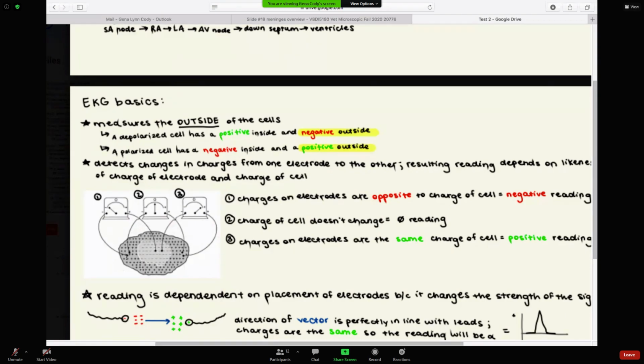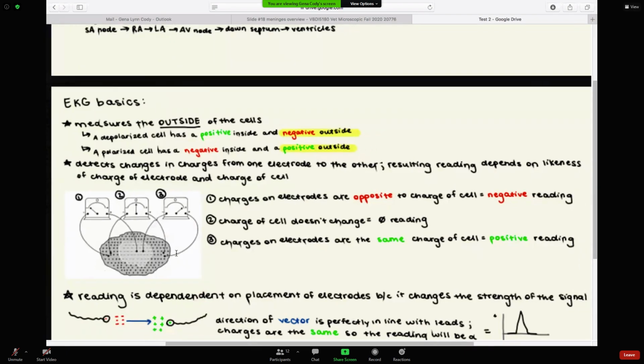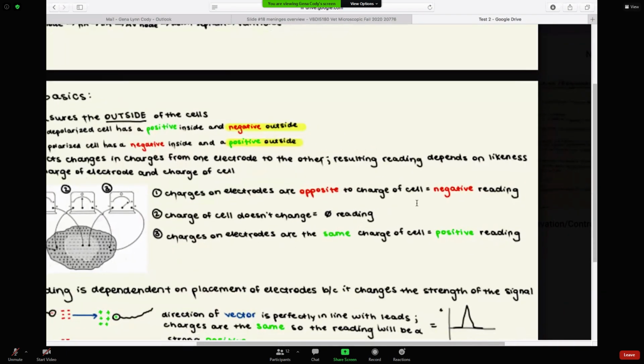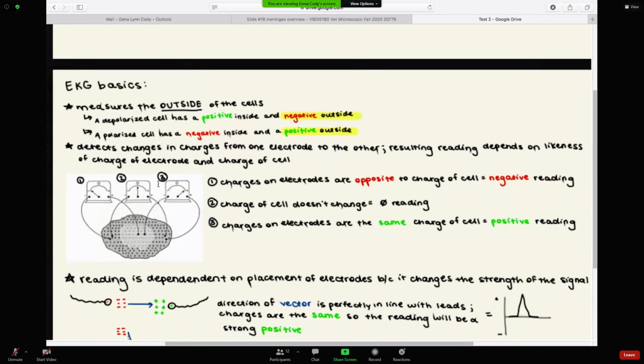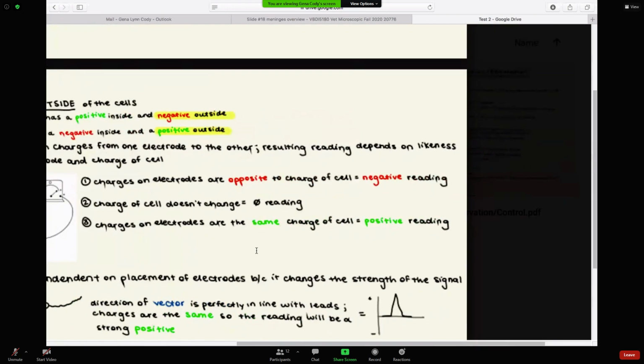But the negative lead goes to positive, the positive lead goes to negative. They're opposite. They don't like to be opposite, so it gives you a negative reading on the EKG. So the line that you see will go below 0. Compare that to the third setup that we've got over here. The negative is going to negative, positive is going to positive. They're the same. They like that. Gives you a positive reading.